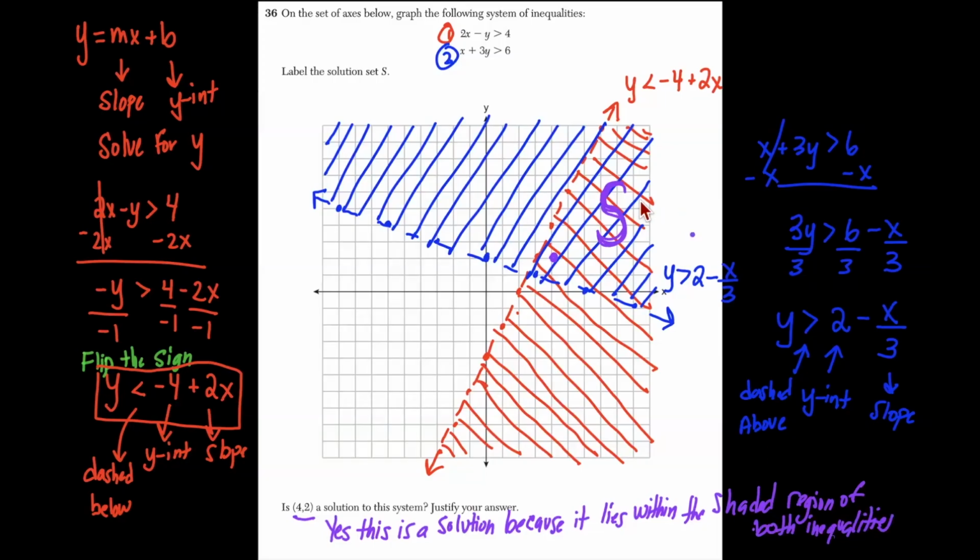Now, if I wanted a more algebraic proof to show that this was in fact a solution, that would just involve taking my x value of 4 and the y value of 2, and substituting them in to show that I end up with a true statement. So 2 times 4 is 8, minus 2 is in fact 6, which is bigger than 4. And same thing here. If I stick a 4 in for x and a 2 in for y, I've got 4 plus 6, which is 10, which is of course greater than 6. So I can see that also works for the second inequality.